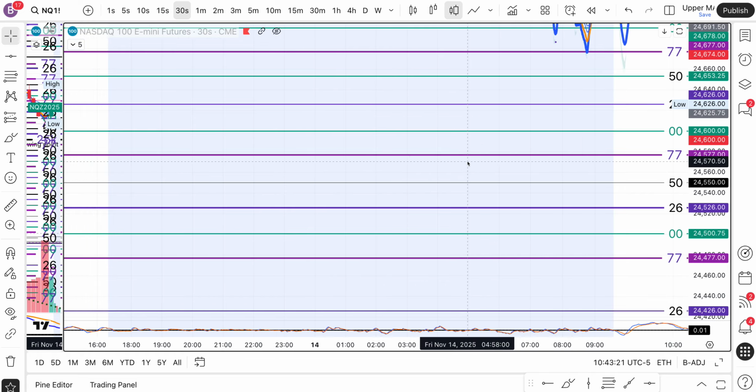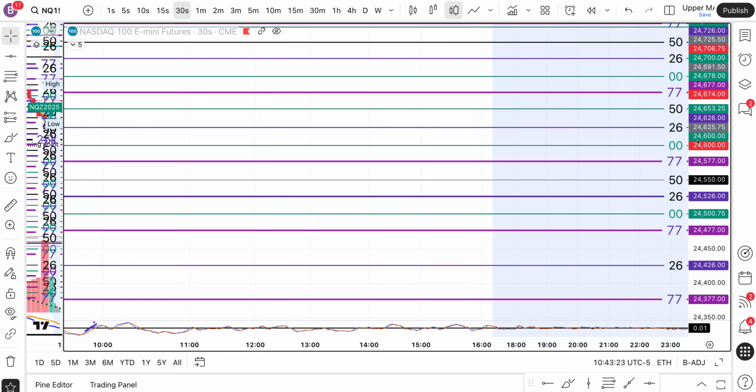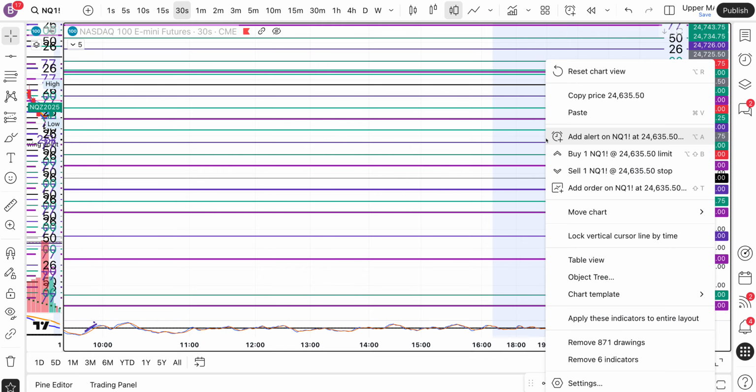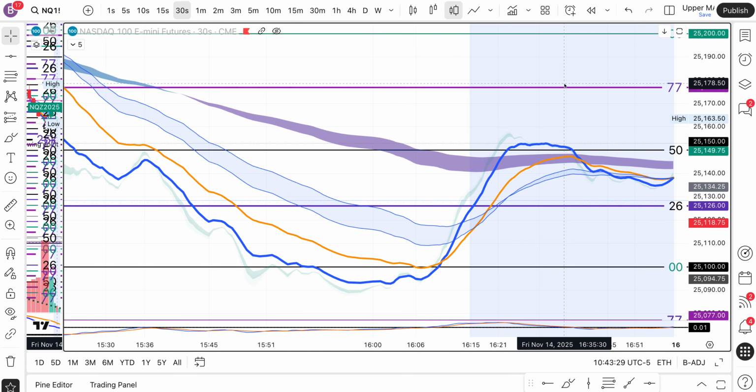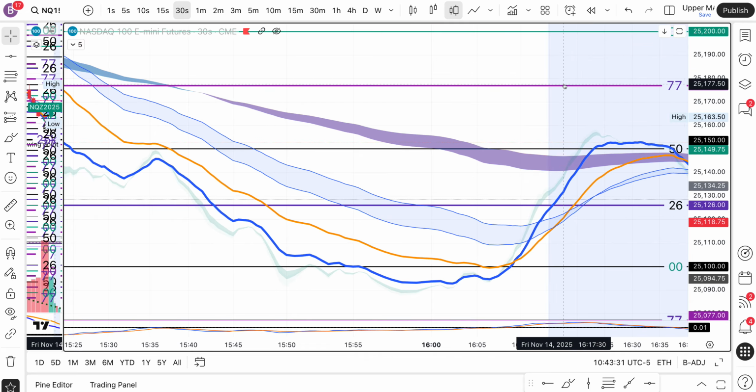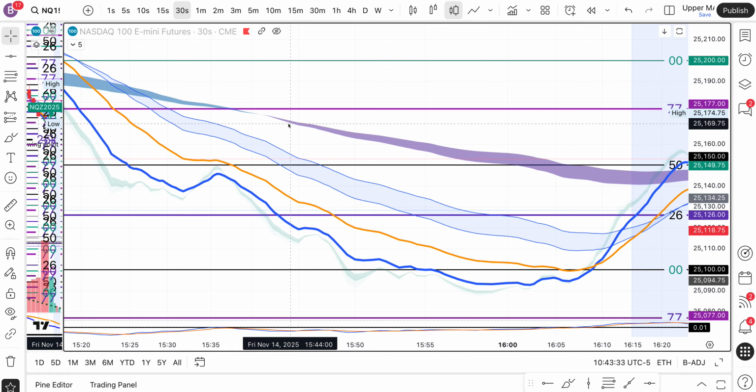Okay, let's talk about the other levels that I want to show you. These are very customized levels, and they represent moving averages. Okay, moving averages, and to find these, you can go to TradingView if you're using TradingView.